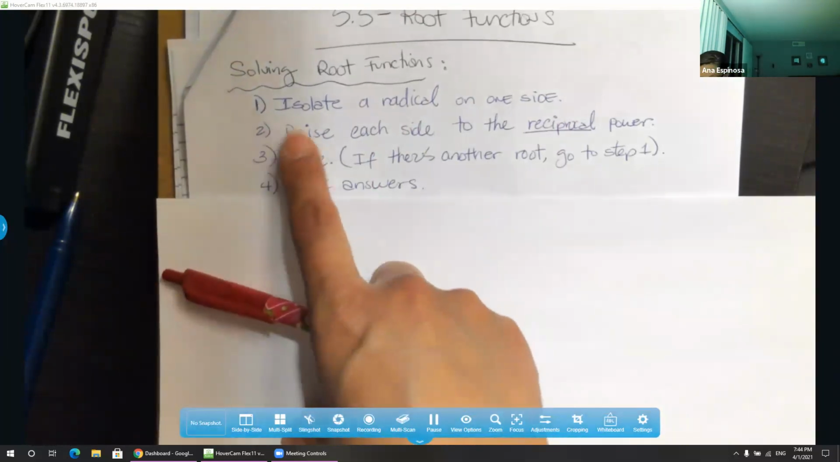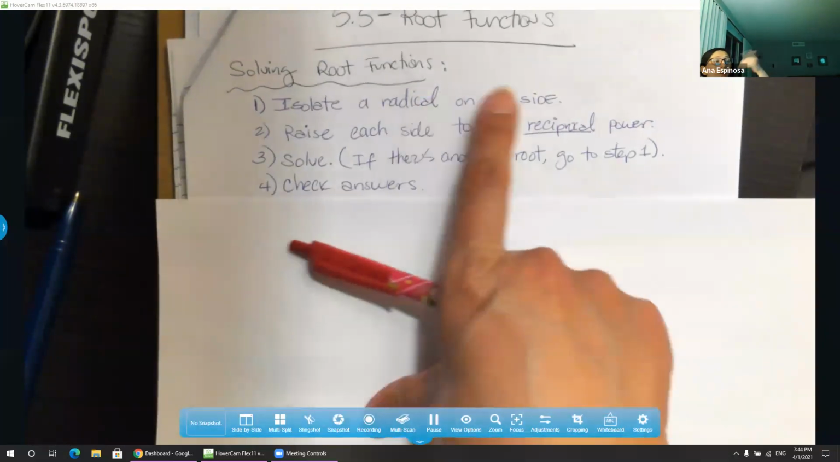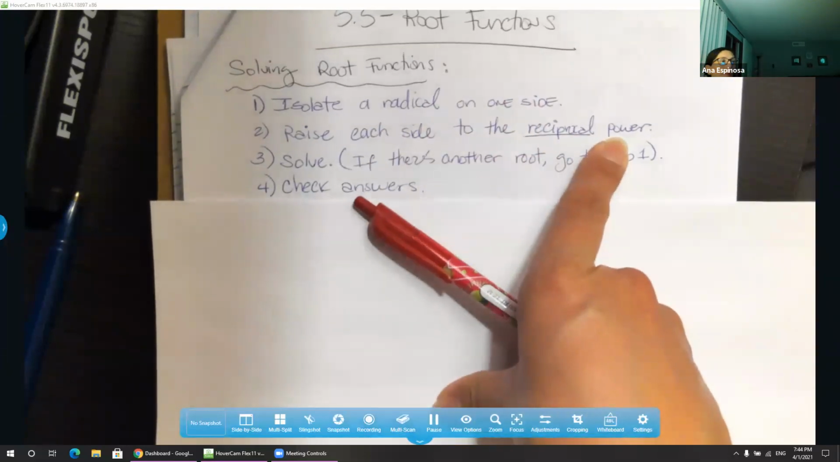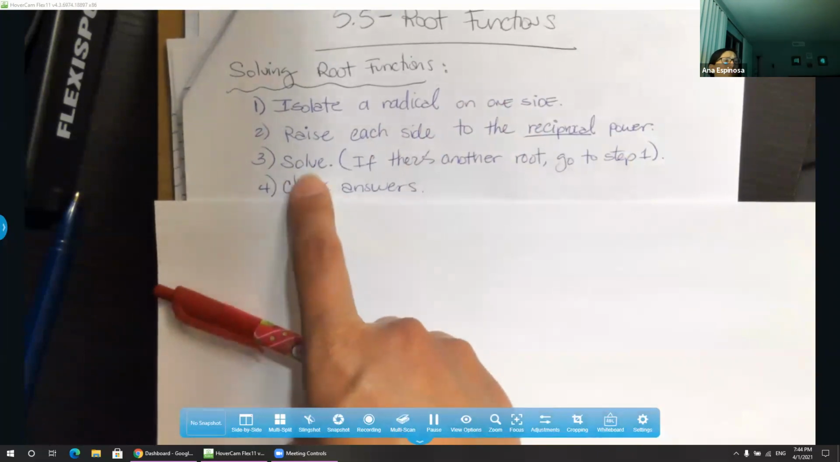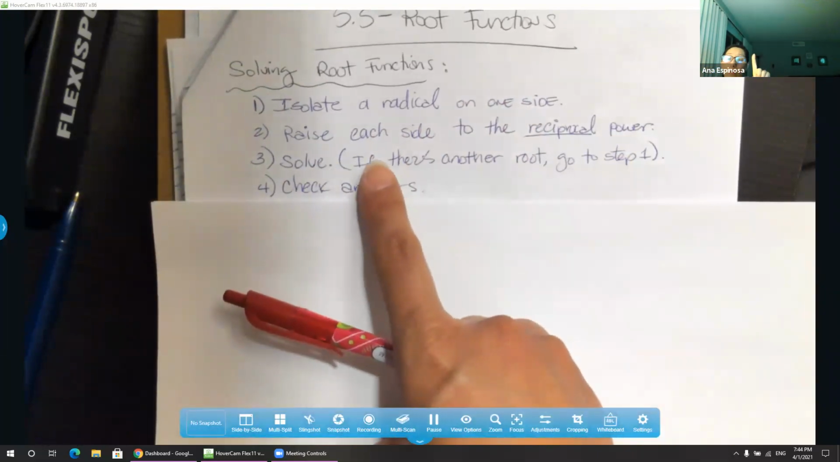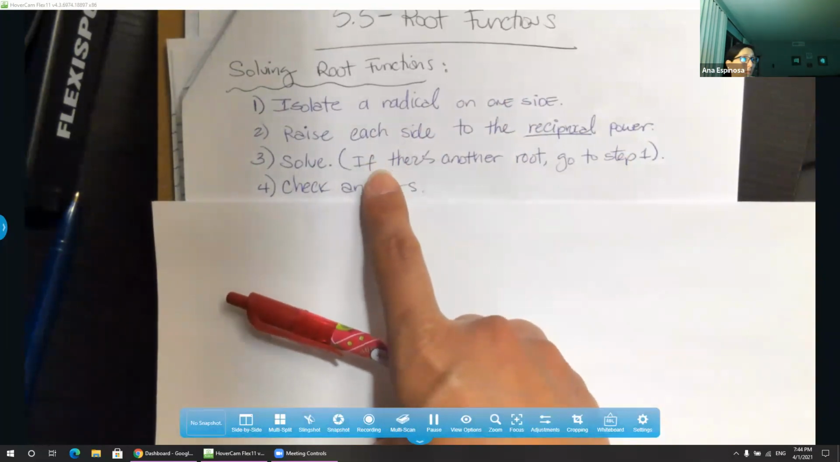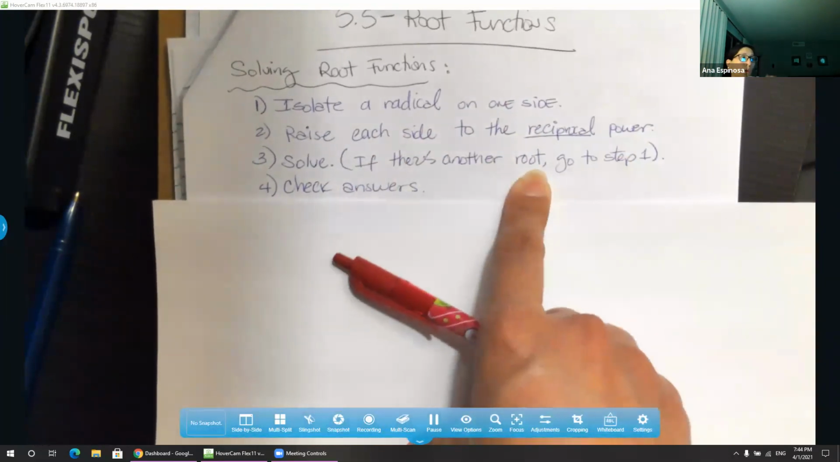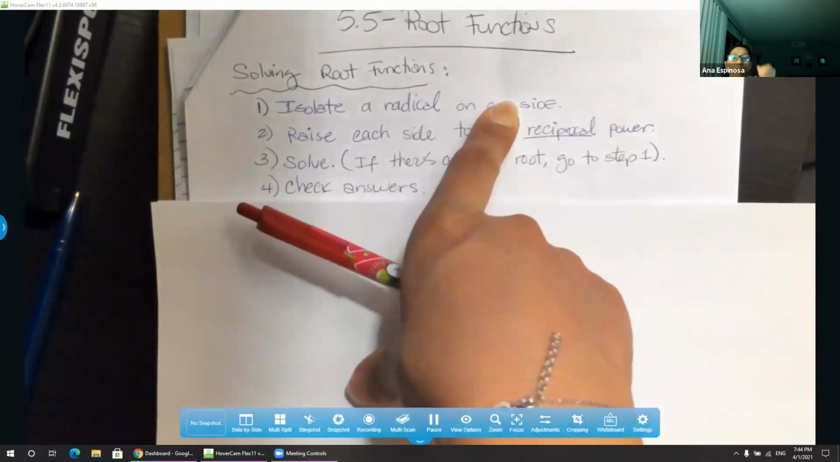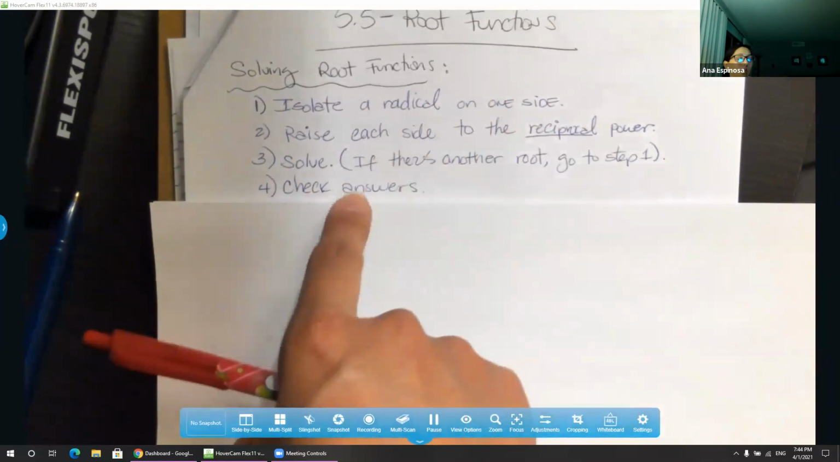The next one says, once you have isolated one radical on one side, then you raise each side to the reciprocal power. I'll explain what that is. You're then going to solve, and you'd be done if you only had one radical. If you had another radical, okay, so if there's another root or another radical, you go back to step 1, you'd isolate that radical again and repeat the process until you're done.